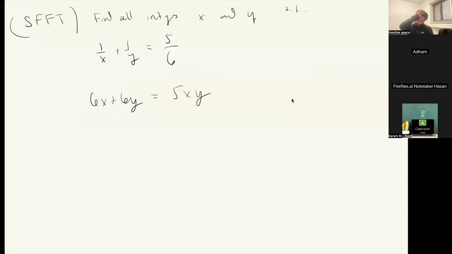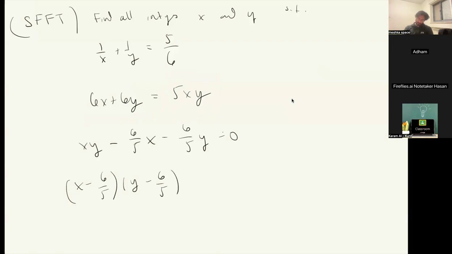So what's the point? I want to make this expression into something that's factored. So let's do it like this: xy minus 6 over 5 x minus 6 over 5 y equals 0. And so I write it like this: x minus 6 over 5 times y minus 6 over 5 equals 36 over 25. It's what you call completing the rectangle. Does it make sense what I've done here?